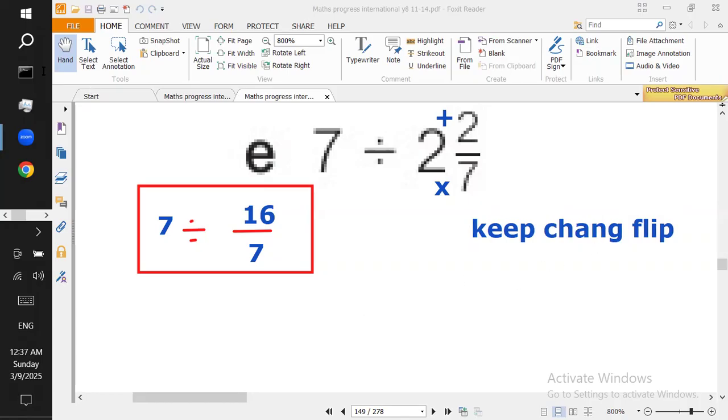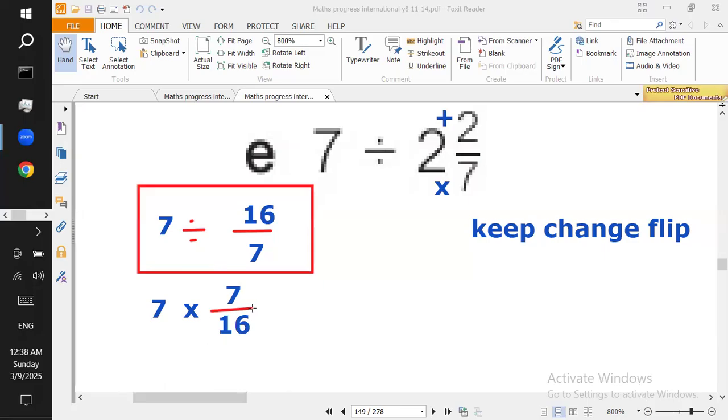So keep, change, flip. Keep what? Keep the first one as it is. So we're going to keep the 7. Change what? Change the dividing into multiplying. So the division will be multiplied. And then flip what? Flip the last fraction. We always flip the last fraction. Focus on this. Flipping happens to the last fraction only. So it's going to be 7 over 16, like this. 7 over 16.